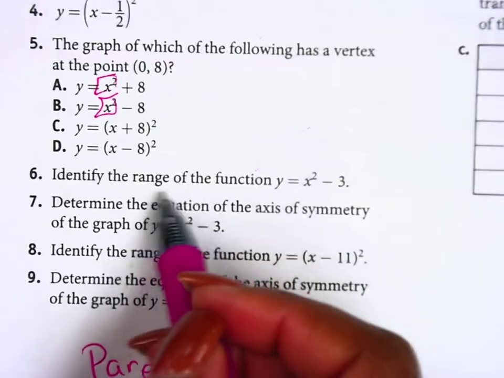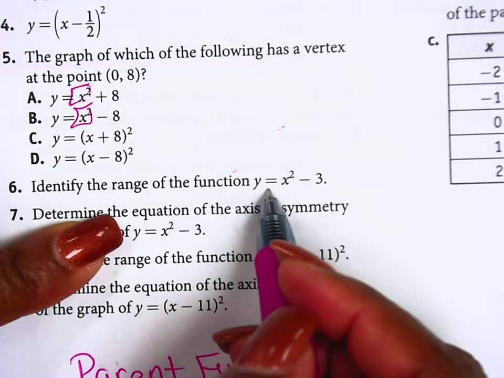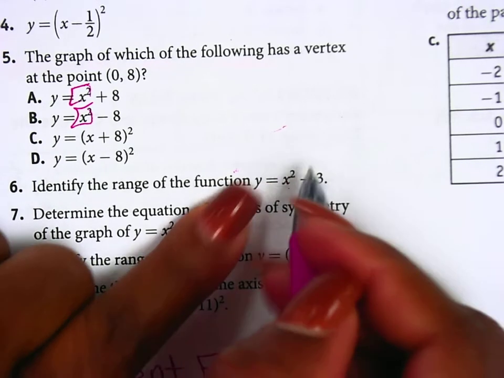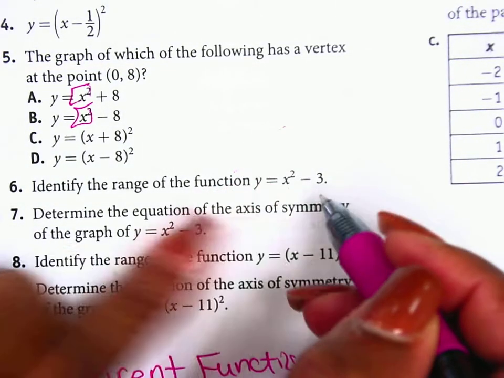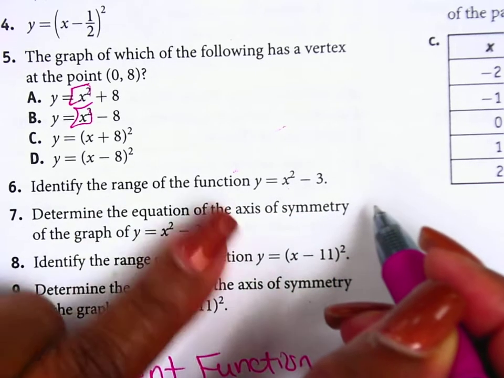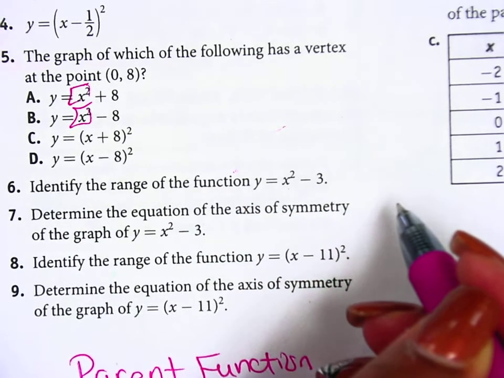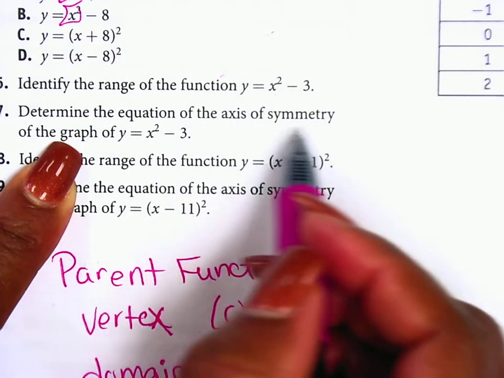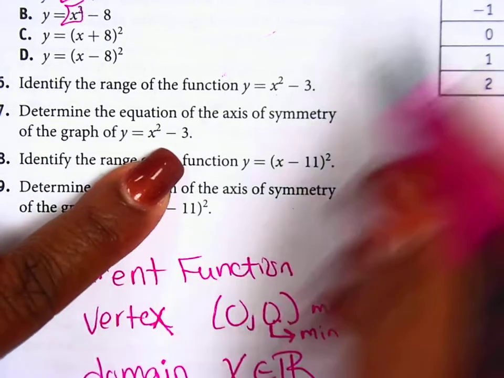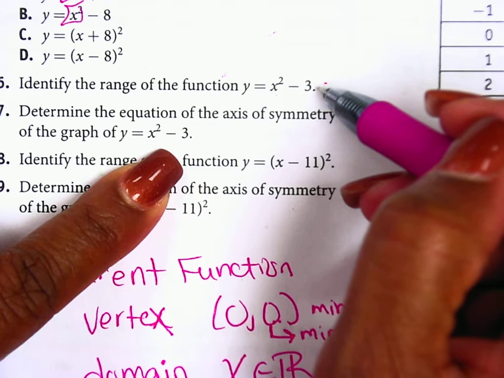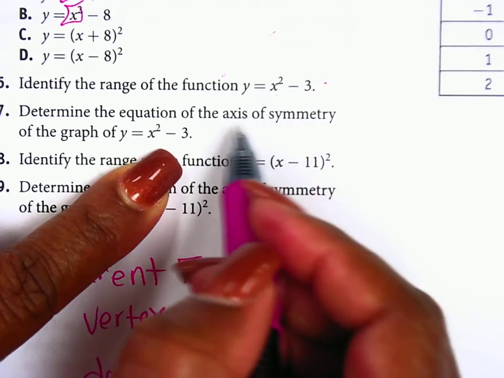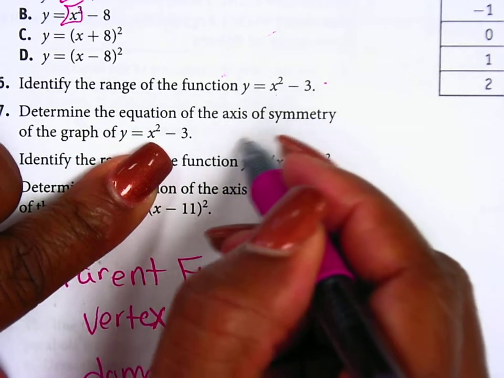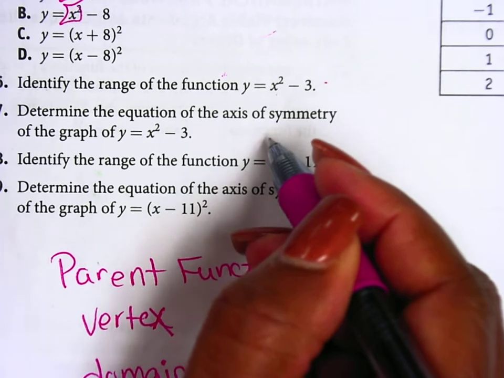Listen to it again. Number 6 is to identify the range of the function y equals x squared minus 3. What is the vertex? If you know the vertex, and you see this is positive, so it's going to be open upward, so I know the range is going to be y is greater than or equal to whatever the y value is for that vertex. Number 7 says determine the equation of the axis of symmetry of the graph of y equals x squared minus 3. This is the same function as number 6. Again, if you know the vertex, then you know that the x value of the vertex is the axis of symmetry. So you know to write x equals whatever the x value is of that vertex.